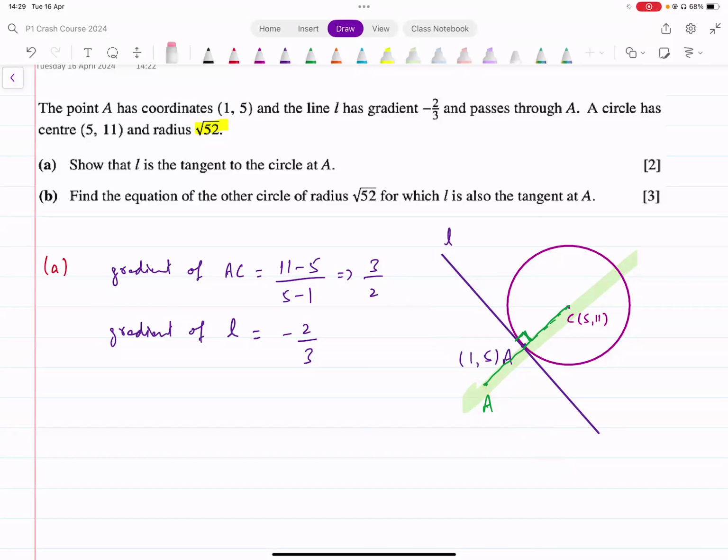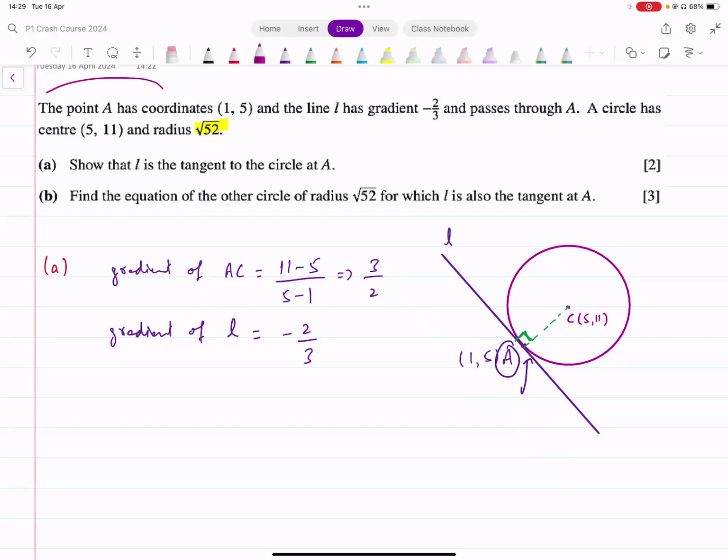So what do we do instead then? There's one additional thing that we need to do, and that is we also need to prove that the point A lies on the circumference. They have not given us this information. For the line L to be a tangent to the circle at the point A, the point A has to lie on the circle first. If it doesn't lie on the circle, then it can't be a tangent, right?